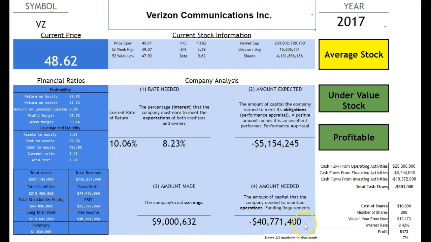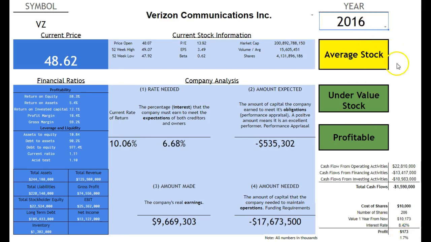Let's stick to Verizon. Again, in 2017, Verizon had negative cash flows. The reason why is because they spent money on investing and financing, but they had a large amount when it came to operations. If I was to invest $10,000 in Verizon today, a year from now, based on this interest rate, I would earn $173.